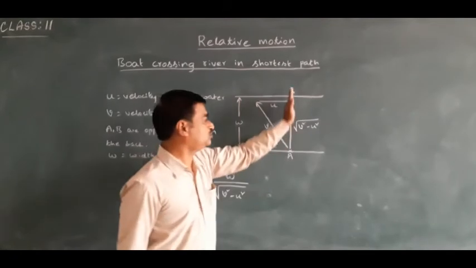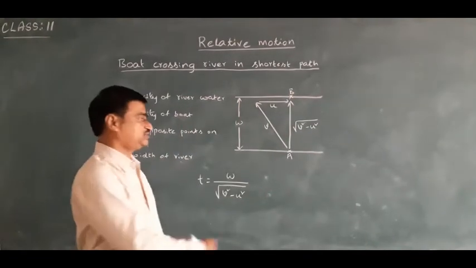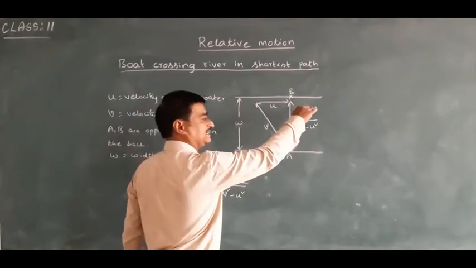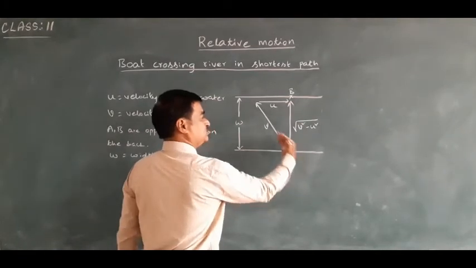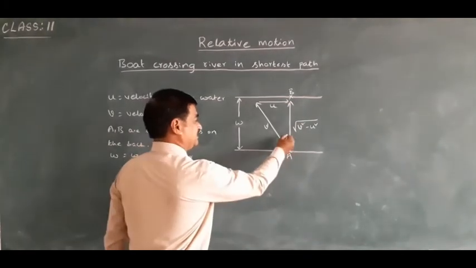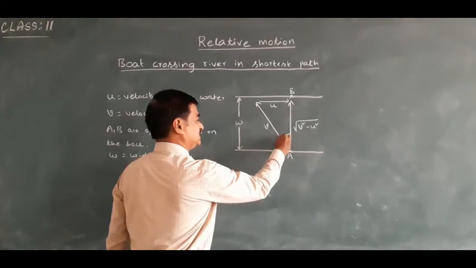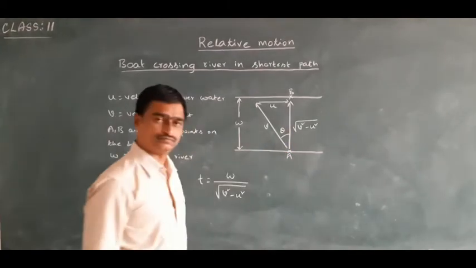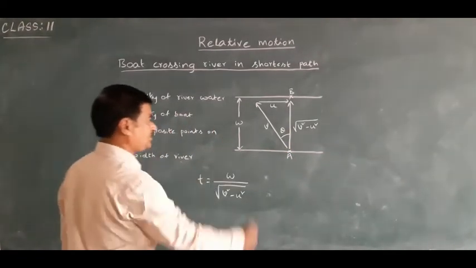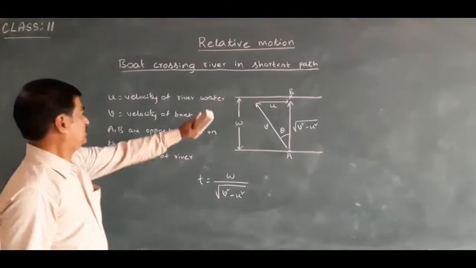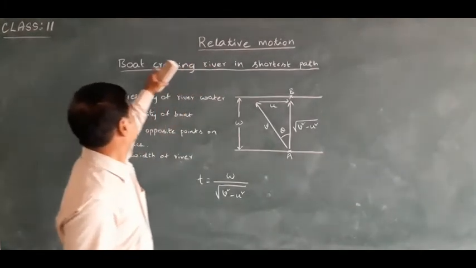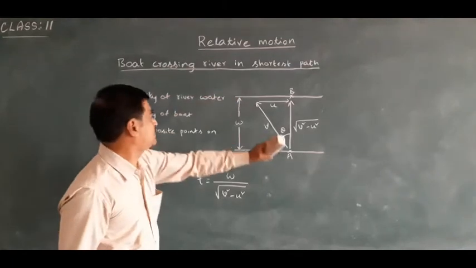In order to do so, how does it have to travel? As the river is flowing like this, the boat should not start straight. It should start at some angle. See here, boat crossing river in shortest path.